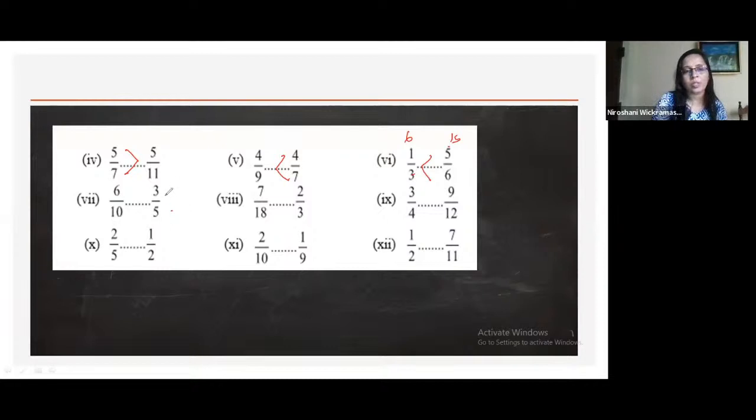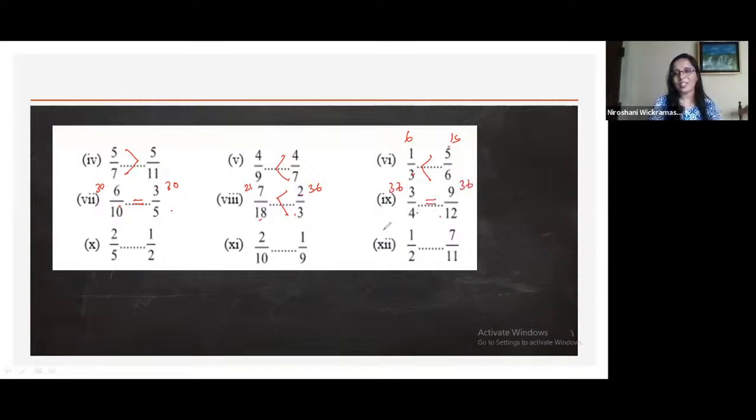This is by 2, this is by 2, and see. 5 times 6, 30, 10 times 3, 30, equal, right? These two are equal. 3 times 7, 21, 18 times 2, 36. So which one is greater? 2/3 is the larger fraction. 12 times 3, 36. 4 times 9, 36. So both are equal.